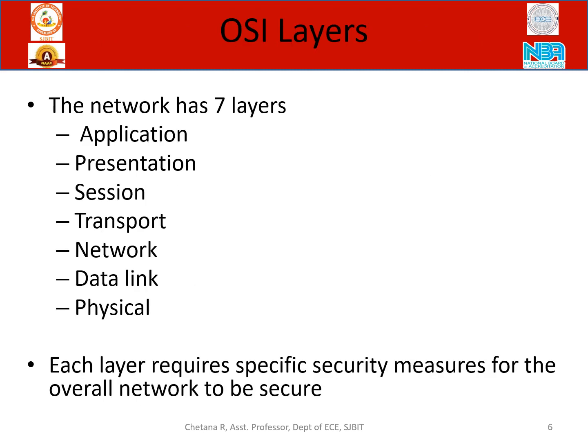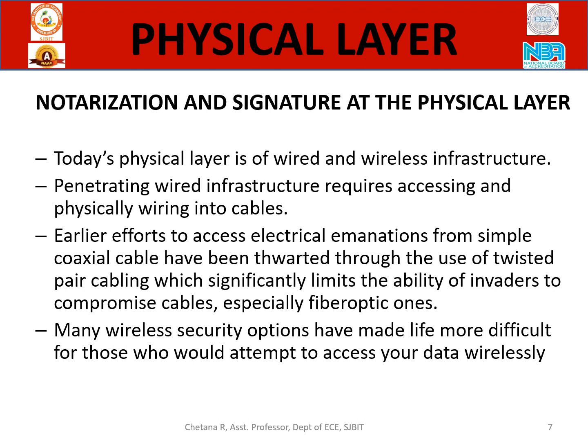To begin with, we'll first understand the OSI layers. The network has 7 layers: physical, data link, network, transport, session, presentation and application. Each layer requires specific security measures for the overall network to be secure. So what exactly is the physical layer? It covers wired connections and wireless connections, and wired is almost taken over by the wireless infrastructure.